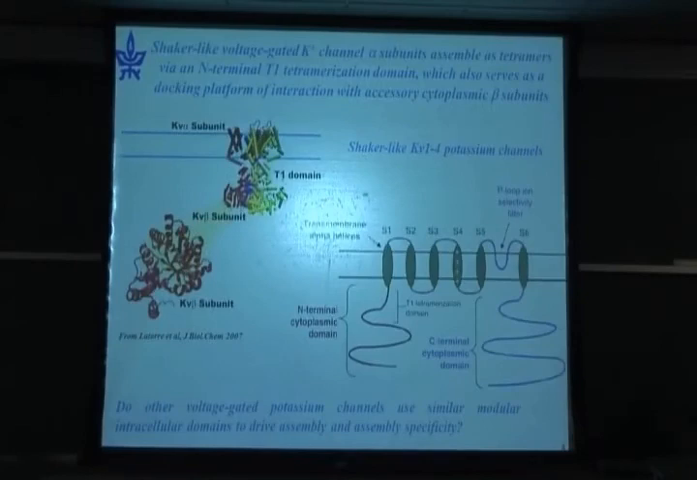Okay, in the shaker type, the assembly domain is in the N terminus. The N terminus is also very important for the gating. It modulates the gating of the shaker channel. The N terminus is located upstream of the voltage sensor. So in this family of channel, the assembly domain is in the C terminus, and this module is located downstream of the voltage sensor. So the kind of interaction is different. You have very different types of interaction.